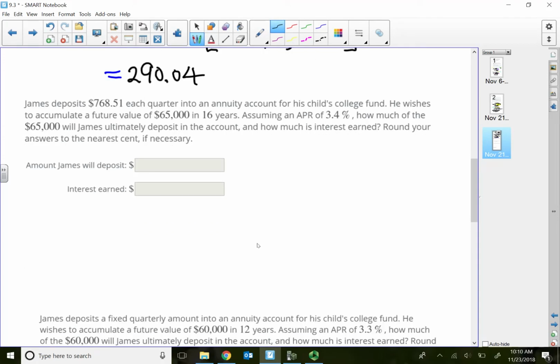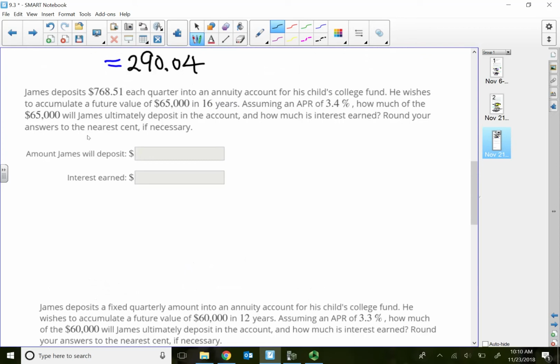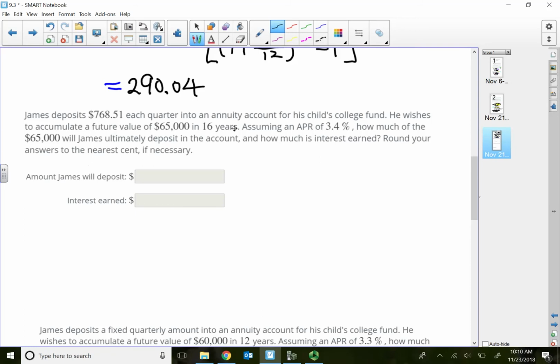All right. The next two examples are about James. These two problems are slightly different, so I'm going to show you how to do this real quick. So let's say James deposits $768 each quarter into an annuity account. So right now we know every 3 months, or 4 times a year, he is making a payment into his child's college fund. He wishes to accumulate a future value of $65,000 in 16 years. Assuming the APR is 3.4%, how much of the $65,000 will James ultimately deposit?